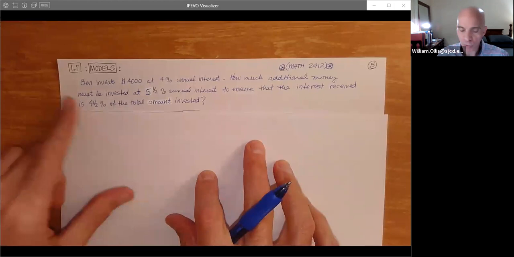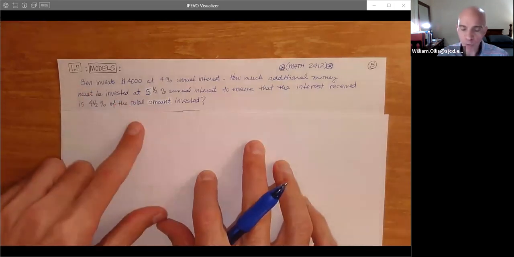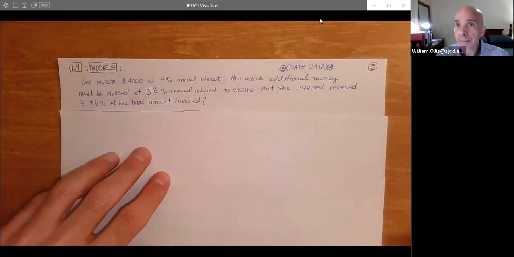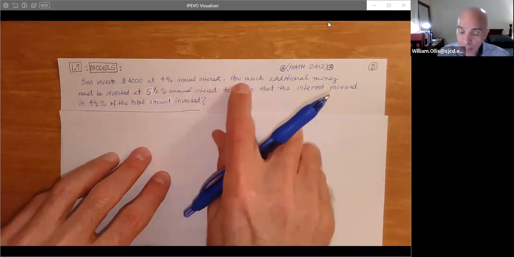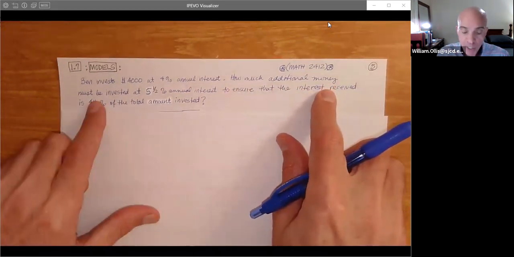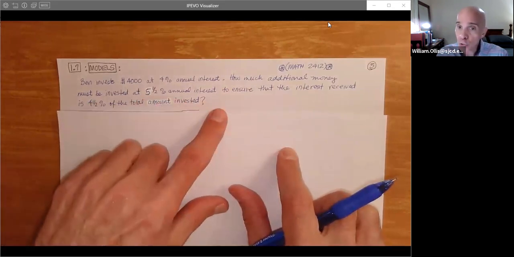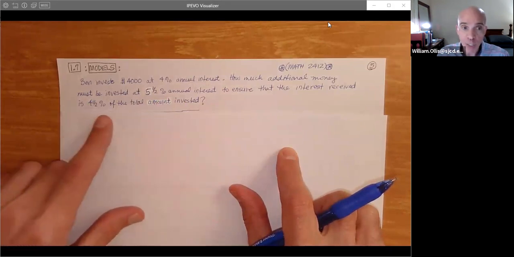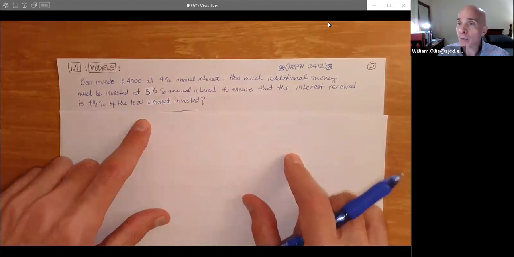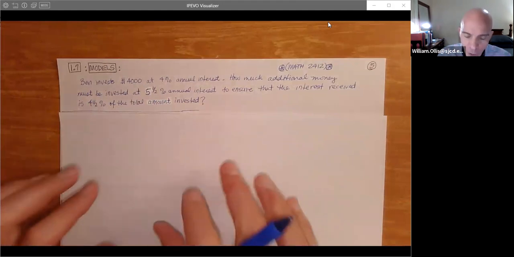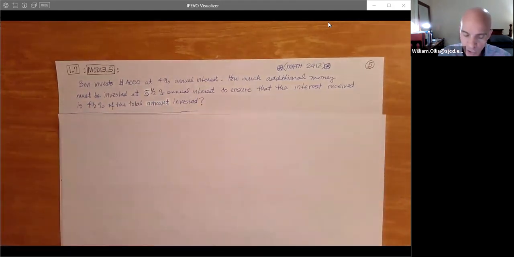And let me just go ahead and state this to you. It says Ben invests $4,000 at 4% annual interest. And then it says how much additional money must be invested at 5.5% annual interest to ensure that the interest received is 4.5% of the total amount invested. Now, you might look at that and say, oh, I can do that with some decimals and it's no problem, Professor Ron, I can figure this out. But here's what I want you to do. I want you to create symbolic calculation here.